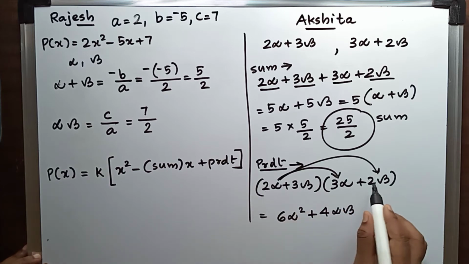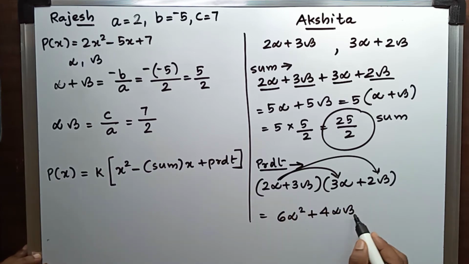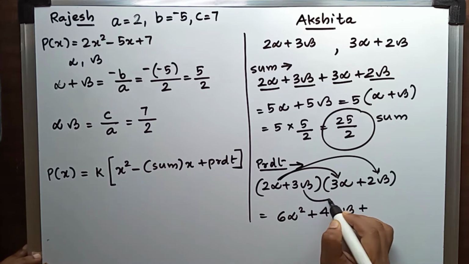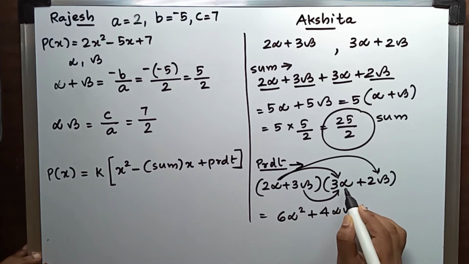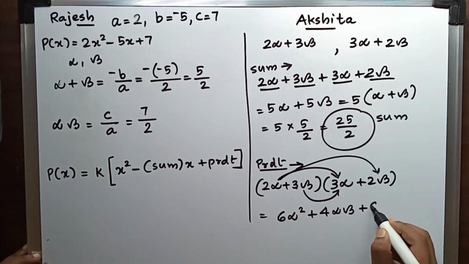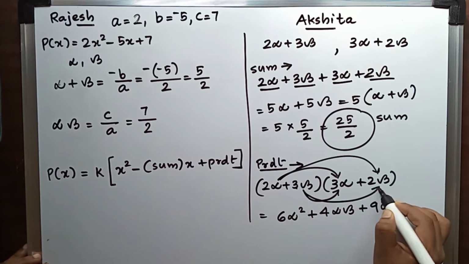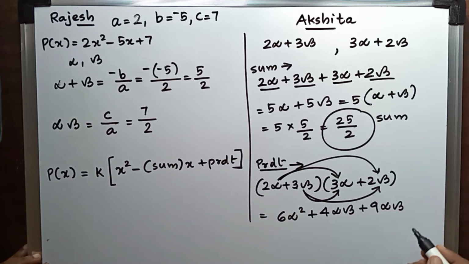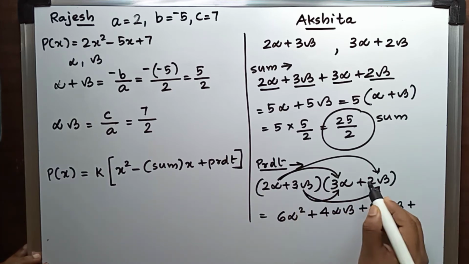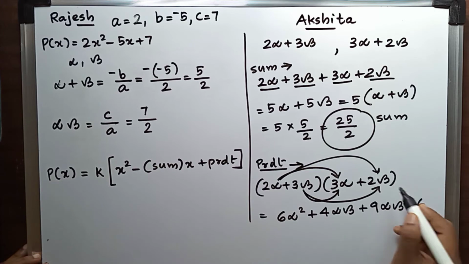Okay, 2 into 2, 4. Alpha into beta, alpha beta. Now 3 beta into 3 alpha. 3 into 3, 9. Beta into alpha, again alpha beta. Now 3 beta into 2 beta, that is 3 into 2, 6. Beta into beta, beta square.